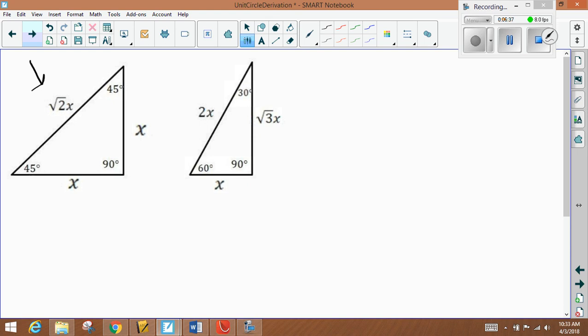It's a 45, 45, 90 triangle. Which means that these two are the same, right? So now x and y are the same. So we'll just call them both x. And then our hypotenuse is going to be the square root of 2 times x. And I could justify that for you a little bit.